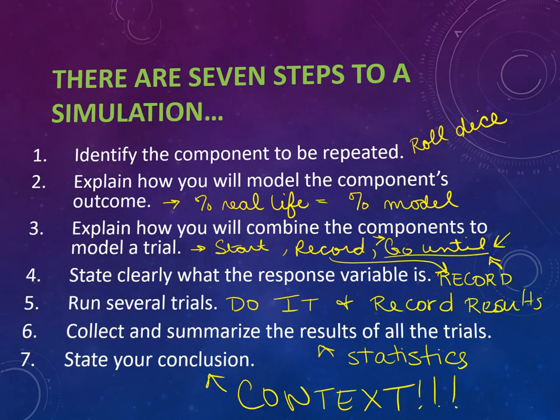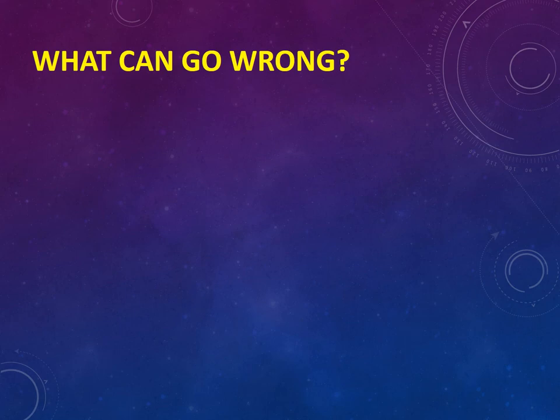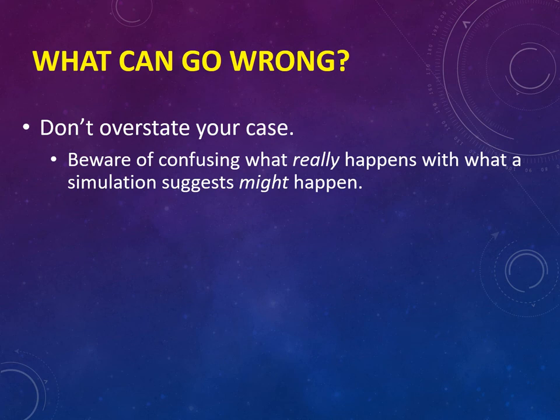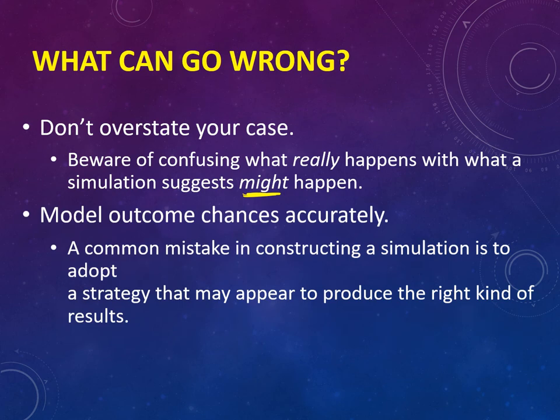What can go wrong? Sometimes in stats, there are so many different things that we're doing that it's sometimes easier to talk about what not to do rather than what to do. The first thing is really be very careful. Don't overstate your case. You cannot tell me what is going to happen when I roll a dice. You are not psychic. You cannot tell me exactly what's going to happen. So instead, you want to make sure that we're emphasizing here what might happen, not what really is going to happen. Anything can happen. We're saying this is what I think will happen.